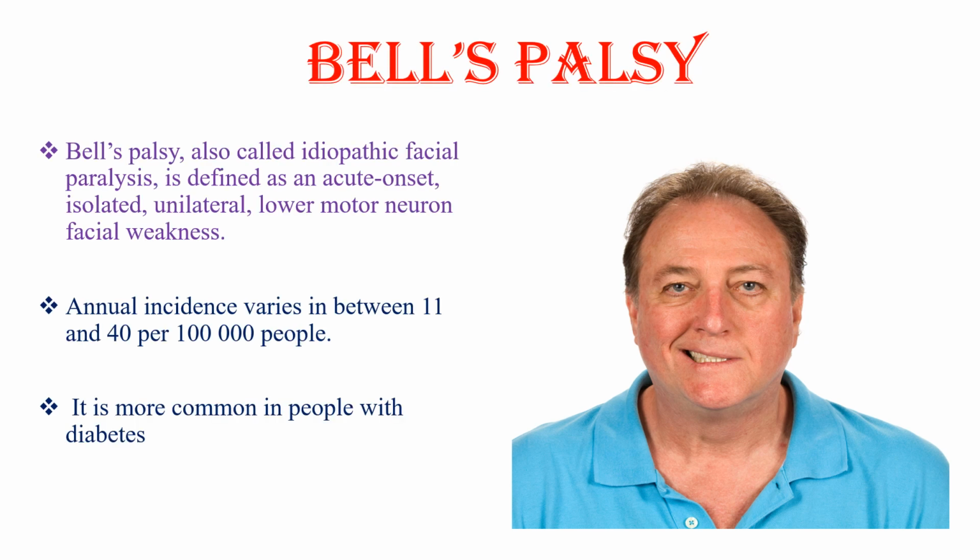Today's topic for discussion is Bell's palsy. Bell's palsy, also called idiopathic facial paralysis, is defined as an acute onset, mainly within 48 hours, isolated, unilateral, lower motor neuron facial weakness. The annual incidence varies between 11 to 40 per 100,000 people. It is more common in people with diabetes.